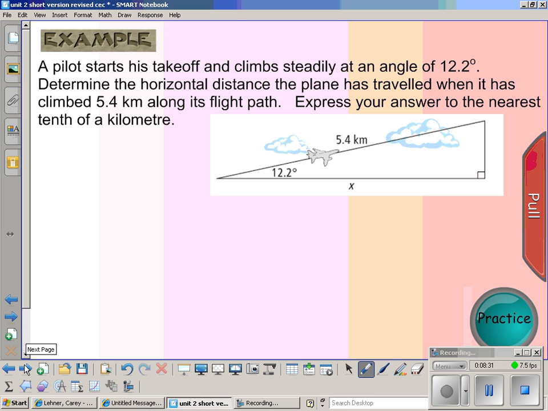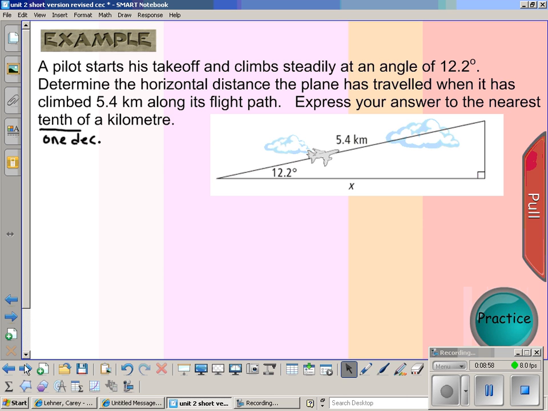So here's another one. A pilot starts his takeoff and climbs steadily at an angle of 12.2 degrees. Determine the horizontal distance the plane has traveled when it has climbed 5.4 kilometers along its flight path. Express your answer to the nearest tenth. So again, nearest tenth means 1 decimal.